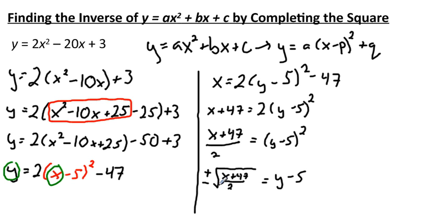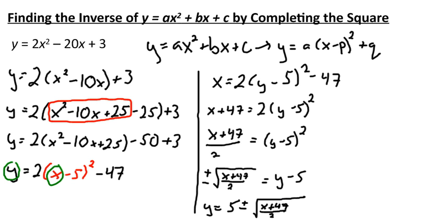And then we'll add 5 to both sides. I'm just going to move my y over to the left-hand side here. So y equals 5 plus minus the square root of x plus 47 over 2, the whole thing underneath the square root, and that would be our inverse.